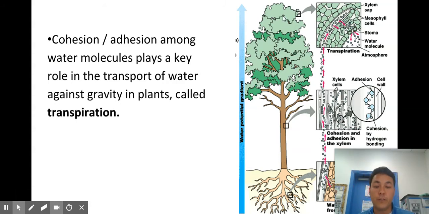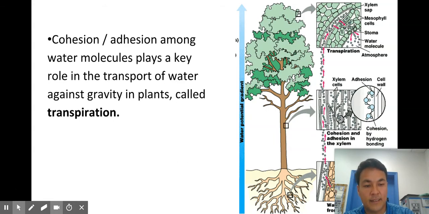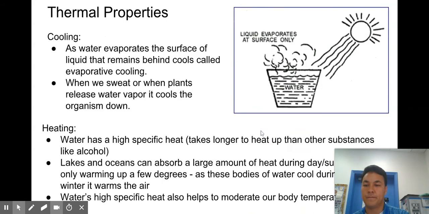So trees don't use energy to move water all the way up to their tallest leaves. That's pretty cool, right? They just use the properties of water, cohesion and adhesion. It's going to be adhesion to the sides of the xylem cells and cohesion between the molecules. Okay? And so trees can have problems if they get an air bubble in there that's called cavitation, and that can be harmful for the tree.